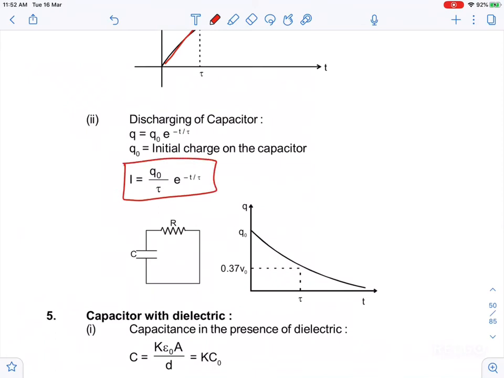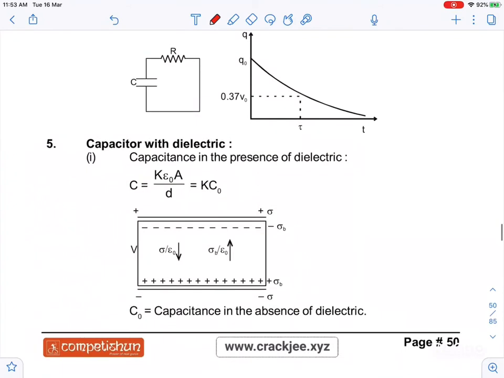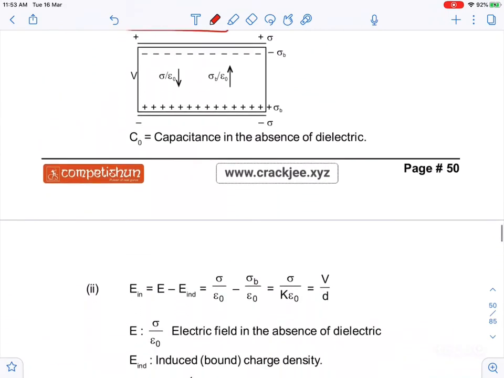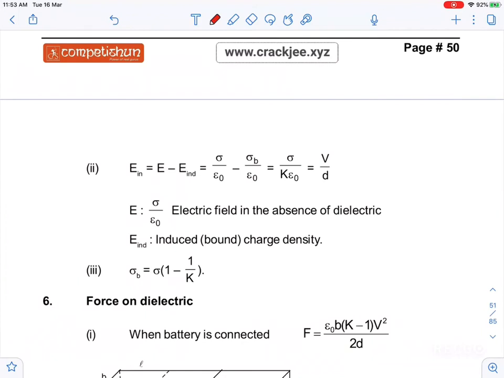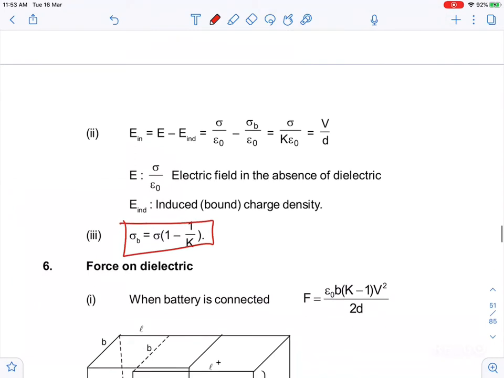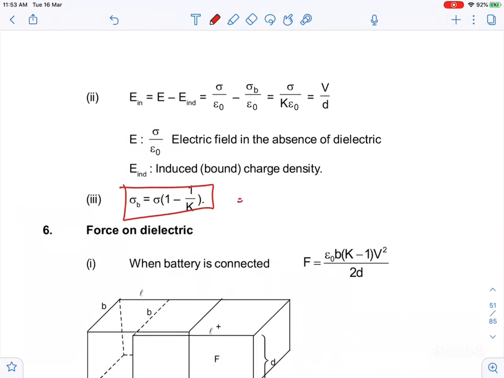And this I have made the graph of current, I is exponentially decreasing, Q naught by tau e to the power minus t by tau. Now, I already told you that if you introduce a dielectric, capacitance will be increased by that many times. Now you have to remember this result: rho b is equal to rho into (1 minus k).